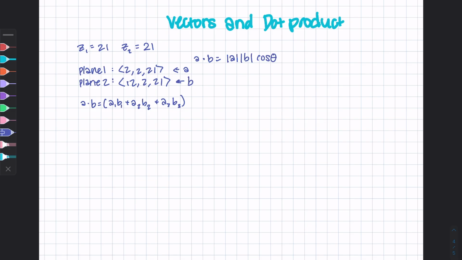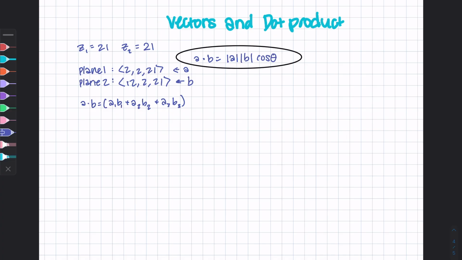Assume the vector coordinates of the two airplanes are as follows. Airplane 1 vector is 2, 2, 21, and airplane 2 vector is 12, 2, 21. In order to find the angle at which these two airplanes will collide, we will use the following equation.